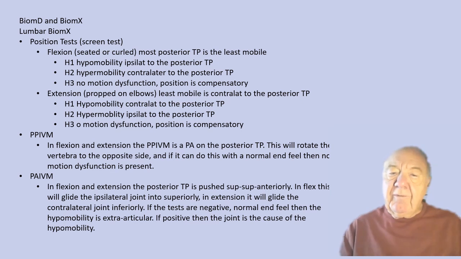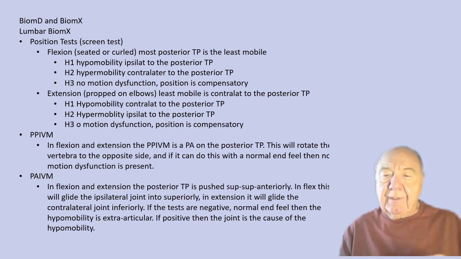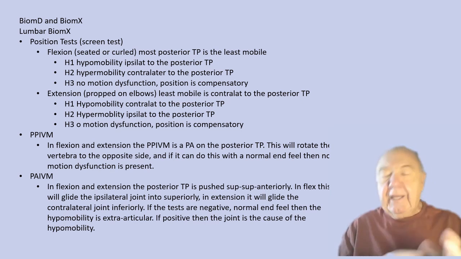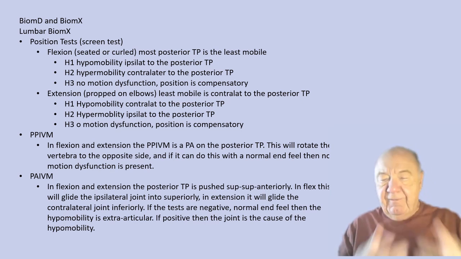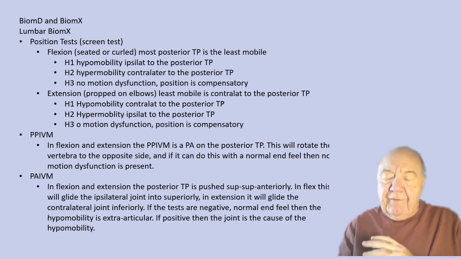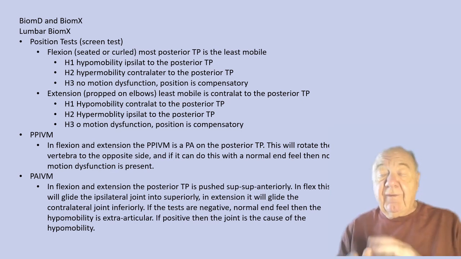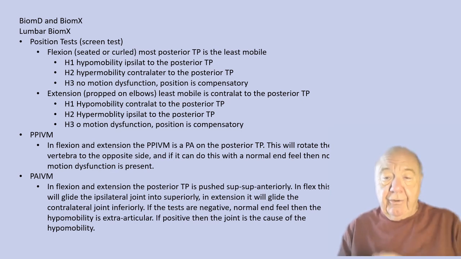From here, we moved on to the P-PIVM. In flexion and extension, a PA is your P-PIVM. So you have them in flex, you push on the posterior transverse process, this will try to rotate the vertebra in the flex position. If it can do that, then you don't have a flexion problem. Usually it can't, you get an abnormal end fill. That tells you that that side, the right side of the vertebra, is hypomobile.